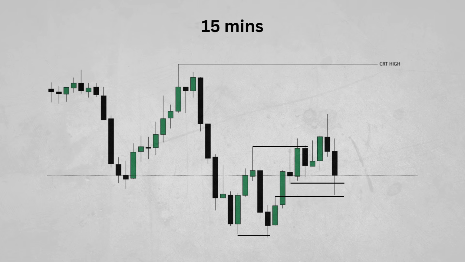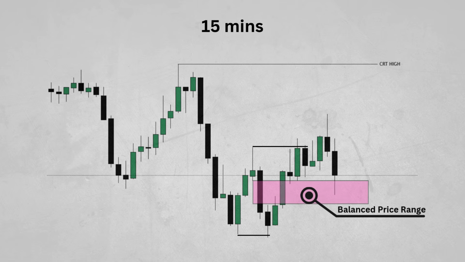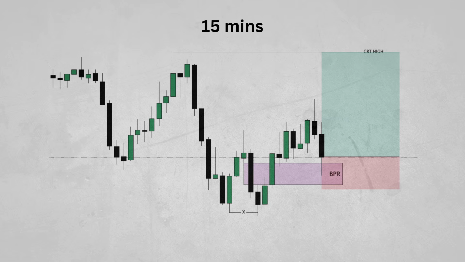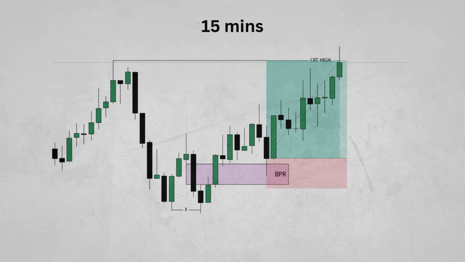Now, when a fair value gap and an inverse fair value gap overlap, that area becomes what we call a balanced price range. So we take our trade from there, stop loss just below the balanced price range, and take profit at the CRT high. And as you can see, take profit got hit. Now let's move on to the next example.